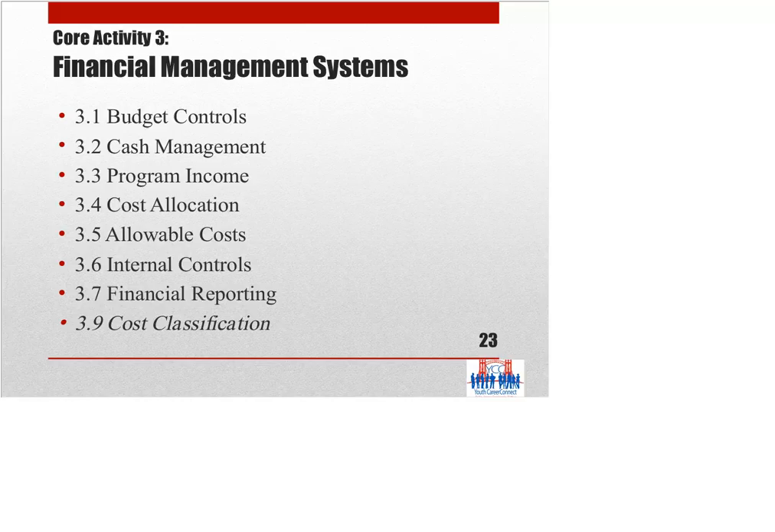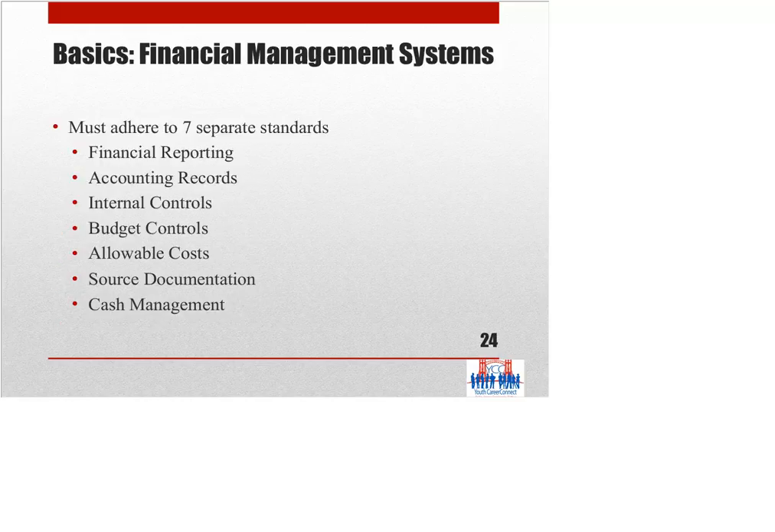Now moving on into the meat of this objective, there are 7 basic standards around which all systems should be built. These standards should ensure that there are sufficient systems and policies in place to generate the necessary financial reports expected by you to be submitted to the Department of Labor, that there are sufficient accounting records in place to identify all the revenues received, all the disbursements made, and all expenditures incurred.